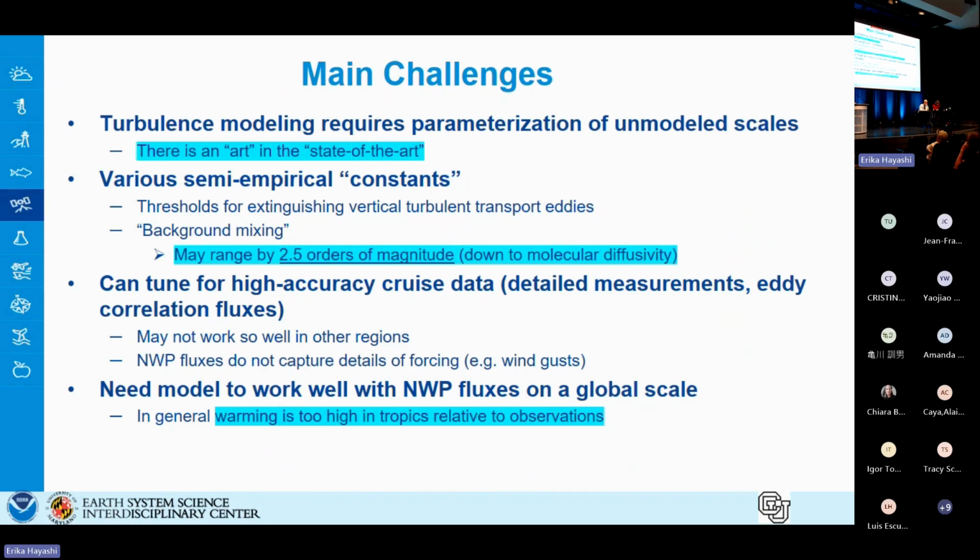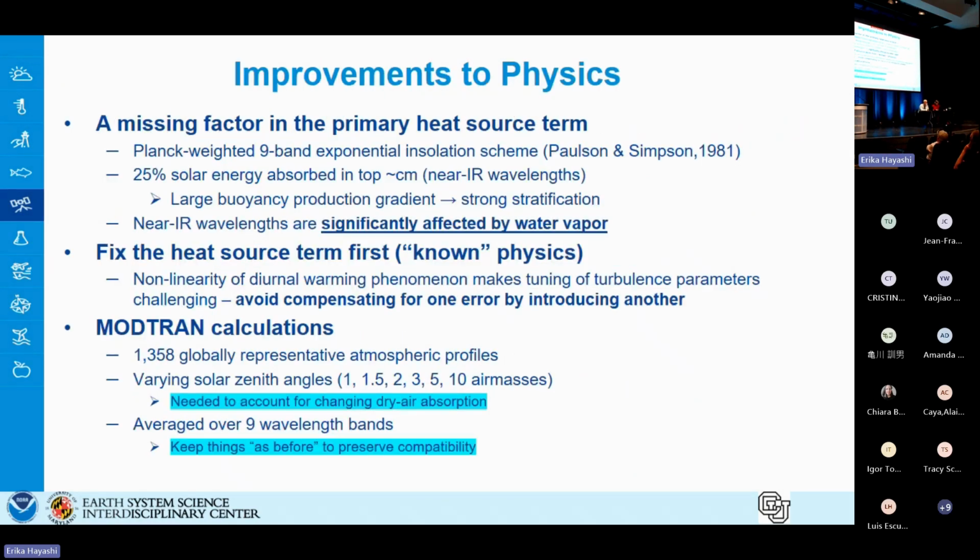You can tune these things and they can work really well if you've got really good fluxes going in. But we need it to work on a global scale with numerical weather prediction fluxes. And as I said, we were concerned about the amount of warming in the tropics in particular. And it occurred to me a while back that there was something missing, and that's in the primary heat source term. In other words, the insolation scheme itself. And that is we didn't have any dependence at all on water vapor.